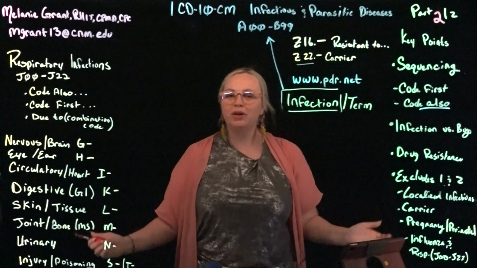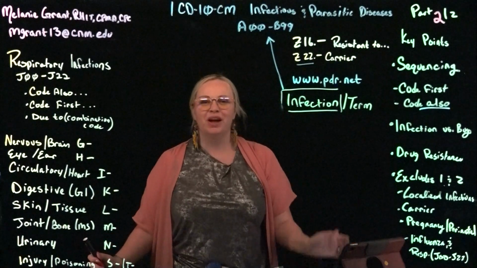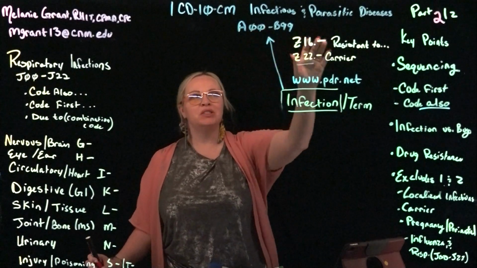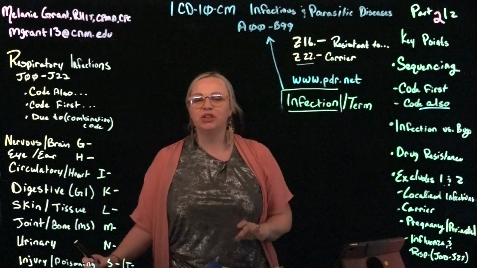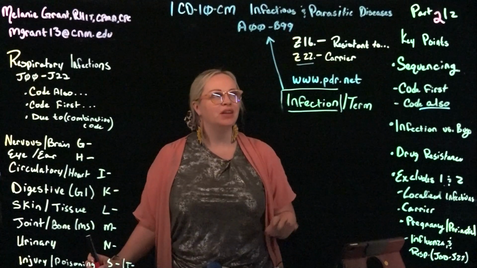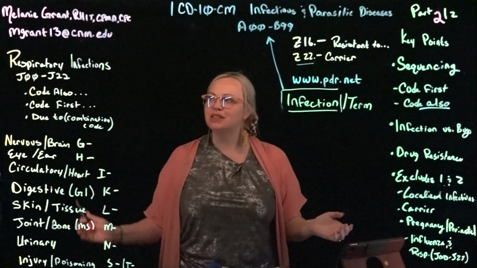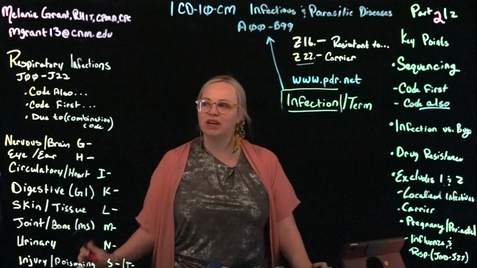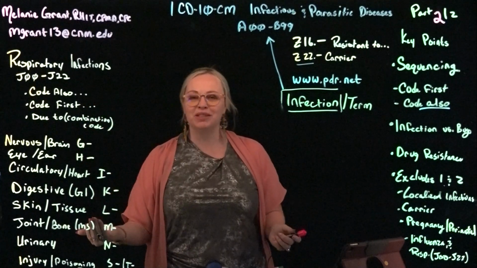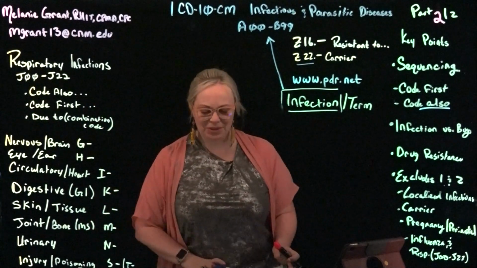Hi everyone, welcome back to part 2 of our talk on ICD-10-CM Coding, Infectious and Parasitic Diseases, Coding Chapter 1 for A00 through B99. This is part 2 where we're going to look at some of our specific types of infections when looking at respiratory infections as well as the rest of the body area and symptoms.